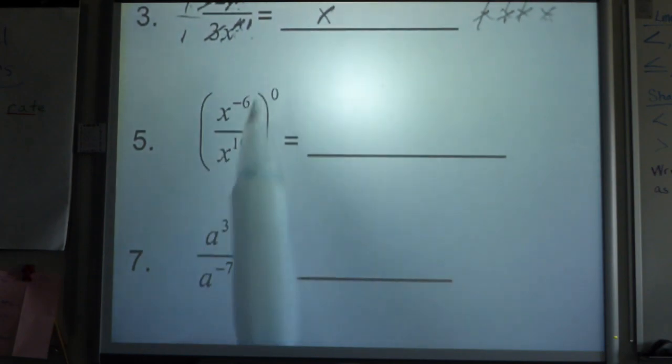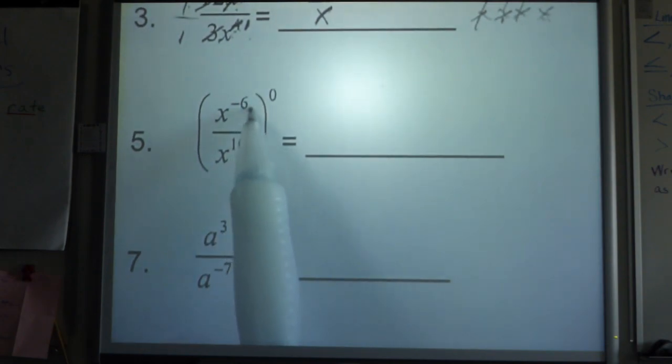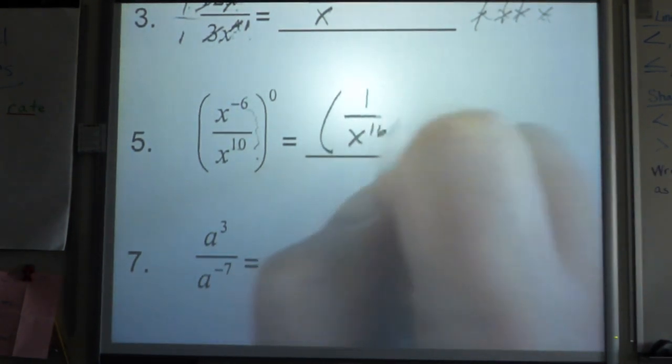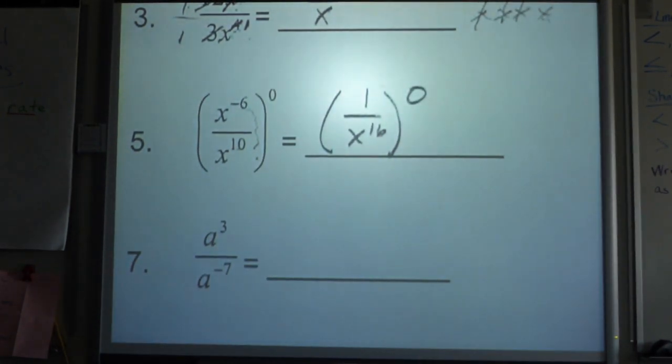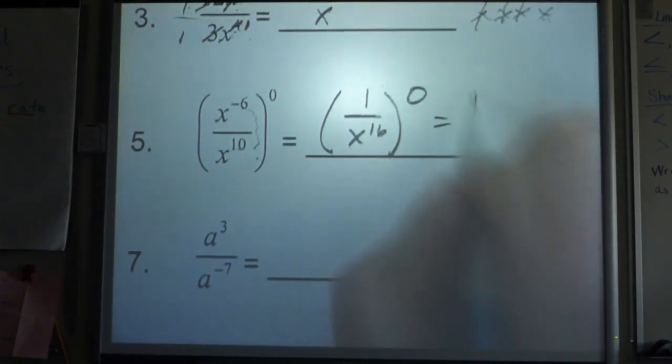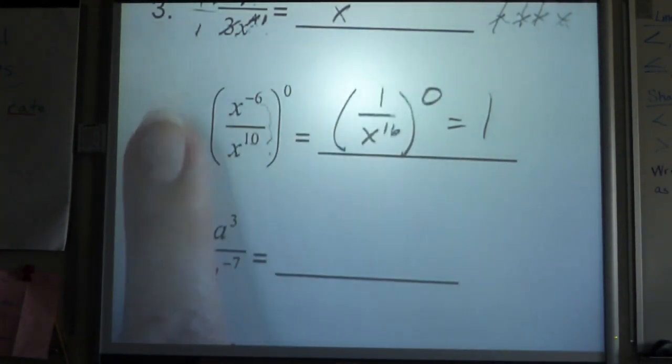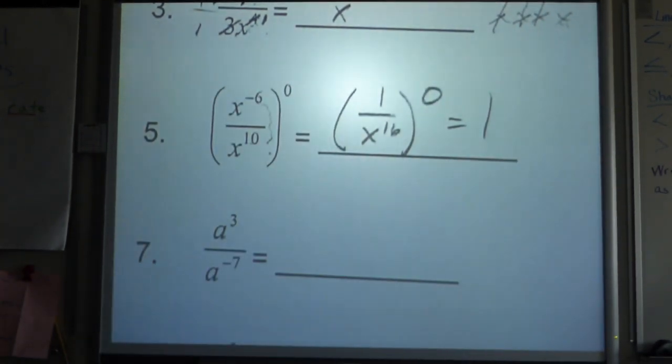Okay? By the way, what would it be? We would move these to the denominator, and they'd be x to the 6th, and then we'd have x to the 10th times x to the 6th, so it'd be 1 over x to the 16th, right? But that didn't really matter because when we raise it to the 0 power, it just equals 1. So you can skip this middle step if you wish. Anything to the 0 power equals 1.